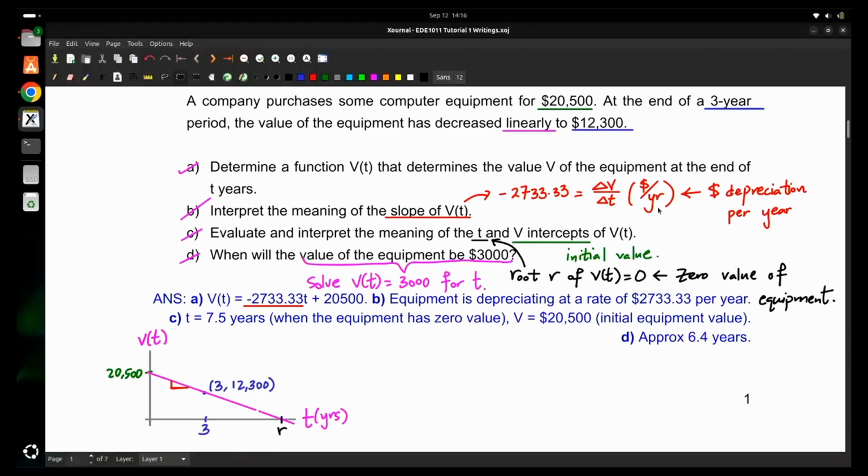Any questions on the meaning of the slope? So every time you want to evaluate what the slope actually represents, it really is just the change in the function value over the change in the input value. Then you look at the units, you just do a unit analysis, and the unit will tell you roughly what it represents. Is that all right? Okay.